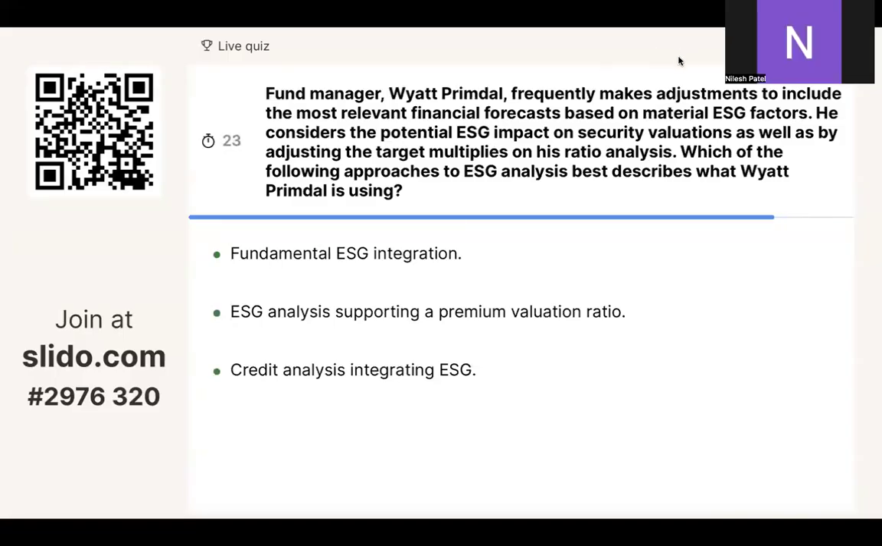Next question, Nilesh. Fund manager Whitepitt model frequently makes adjustment to include the most relevant financial forecast based on material ESG factor. He considered the potential ESG impact on security valuation as well as by adjusting the target multiplied on his ratio analysis. Which of the following approaches to ESG analysis is he using? Fundamental ESG integrated ESG analysis.